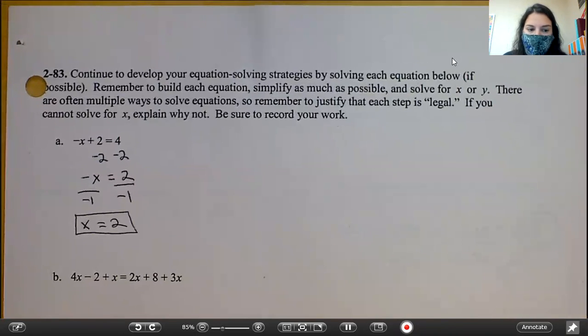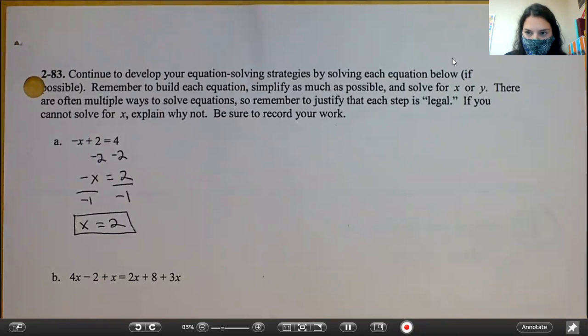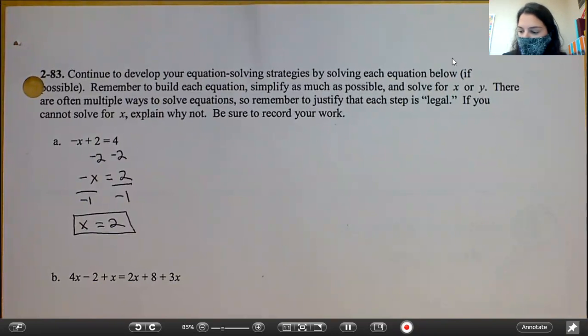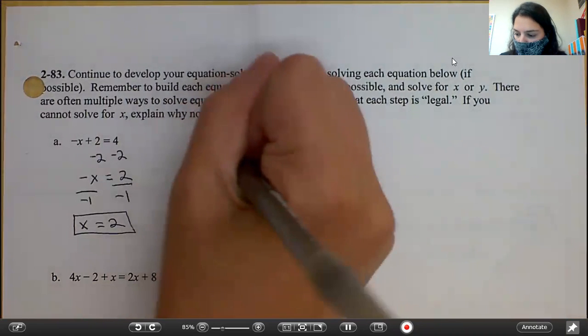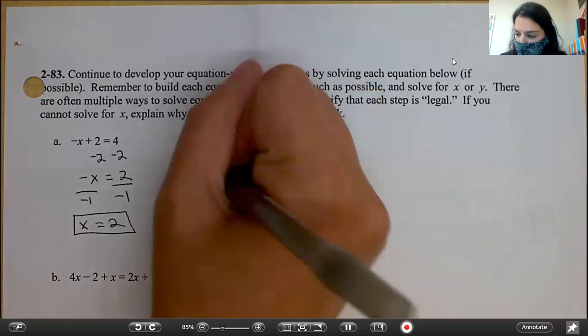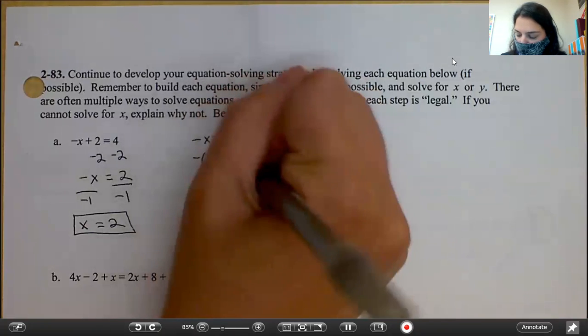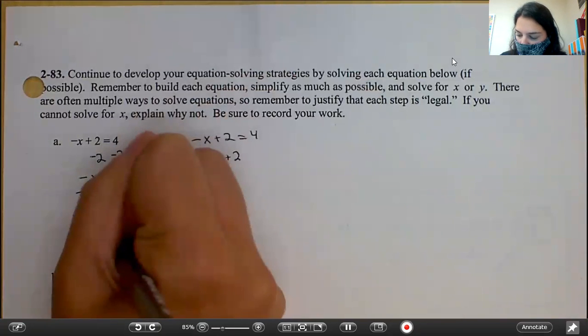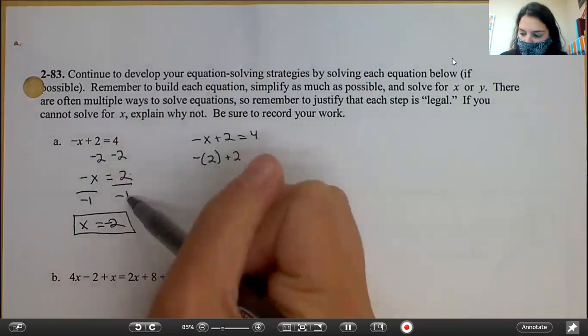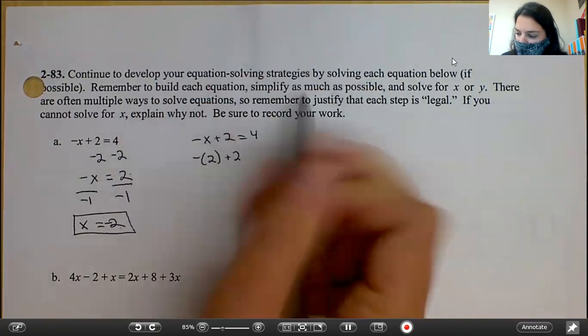Now, there's a way to check to see if you were right, and that is called a check step, and you will have to do this on your test. So every time you see x, now you're going to plug in 2. So if we have negative x plus 2 equals 4, negative parentheses 2 plus 2, or I'm sorry, that should be negative 2. 2 divided by negative 1 is negative 2.